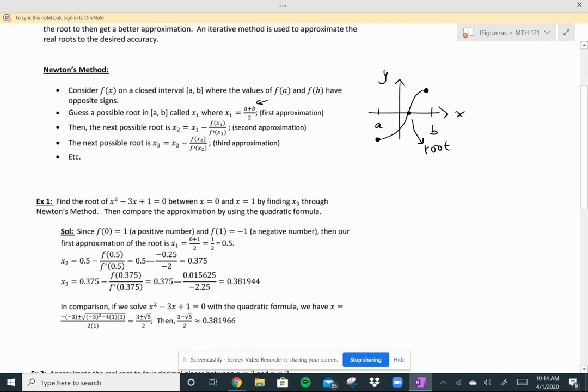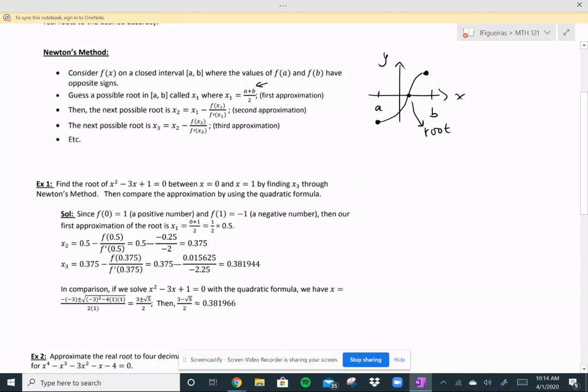I'm picking a quadratic equation because I want to illustrate Newton's method, but also show you that you get really the same or very close to the same answer by just using the quadratic formula. So we're going to find the root of x squared minus 3x plus 1, and it exists somewhere between 0 and 1. And we're going to compute x sub 3 using Newton's method, and then we'll compare it with the quadratic formula. So first, let's make sure that we actually will find a root there.